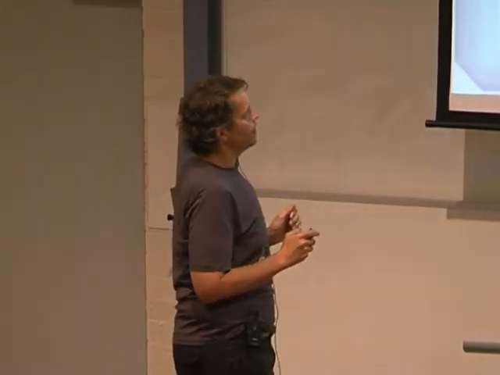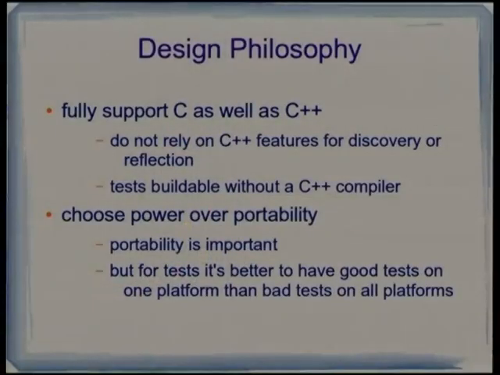I want to choose power over portability because, you know, I'm a free software developer and I think portability is excellent, but on the other hand, it's important to be able to test the code properly on at least one platform. And the CUnit library that I was replacing had exactly the opposite philosophy. This is my main difference between them. They failed to do a lot of useful things simply because of portability, and they wanted to include Windows.